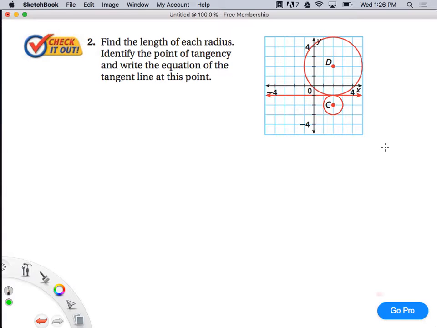So where did you get 2 from? Why did you start at the end? Because here's the origin. Look, this is the origin. So I go over 2 and down 1. Does that make sense? So the point of tangency is at 2, -1. Does that make sense to you guys? Okay, all right.